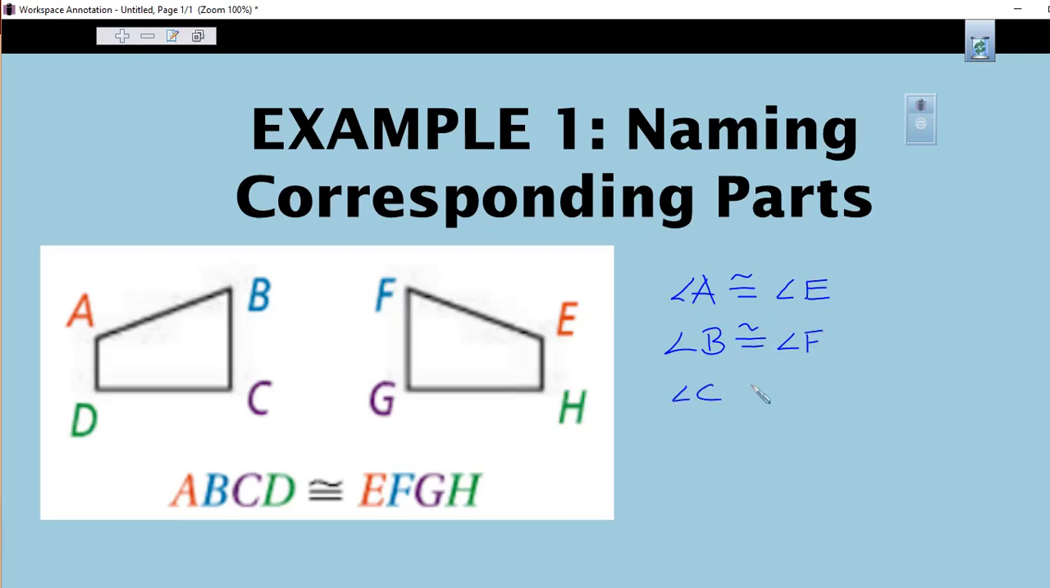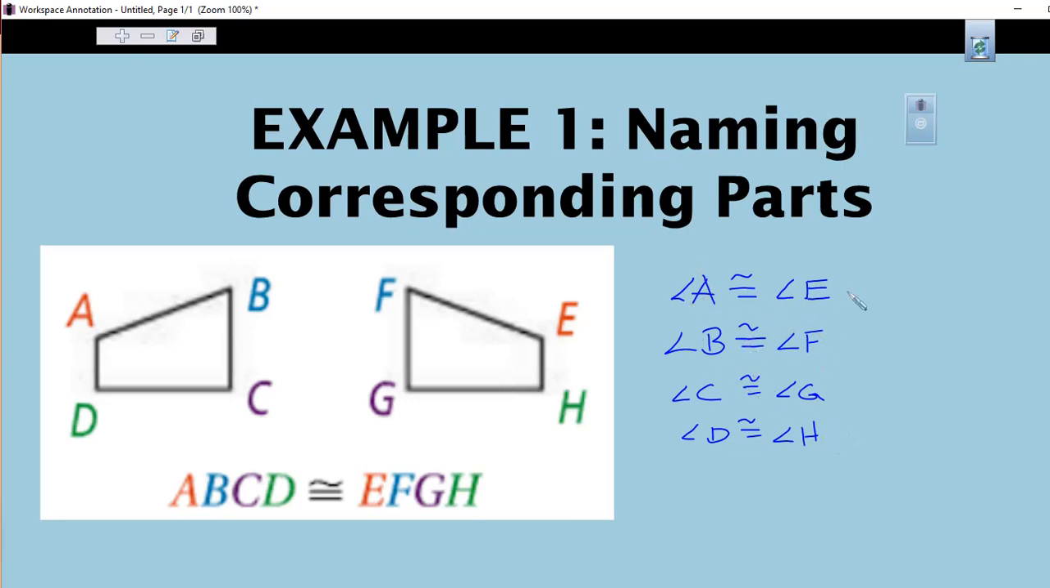Then we go down around the figure to angle C. C is down here. It's going to flip over and match up with angle G. And then we have the last one, angle D, which is congruent to angle H. So now, these are all the corresponding angles. These are all the ones that match up with each other.